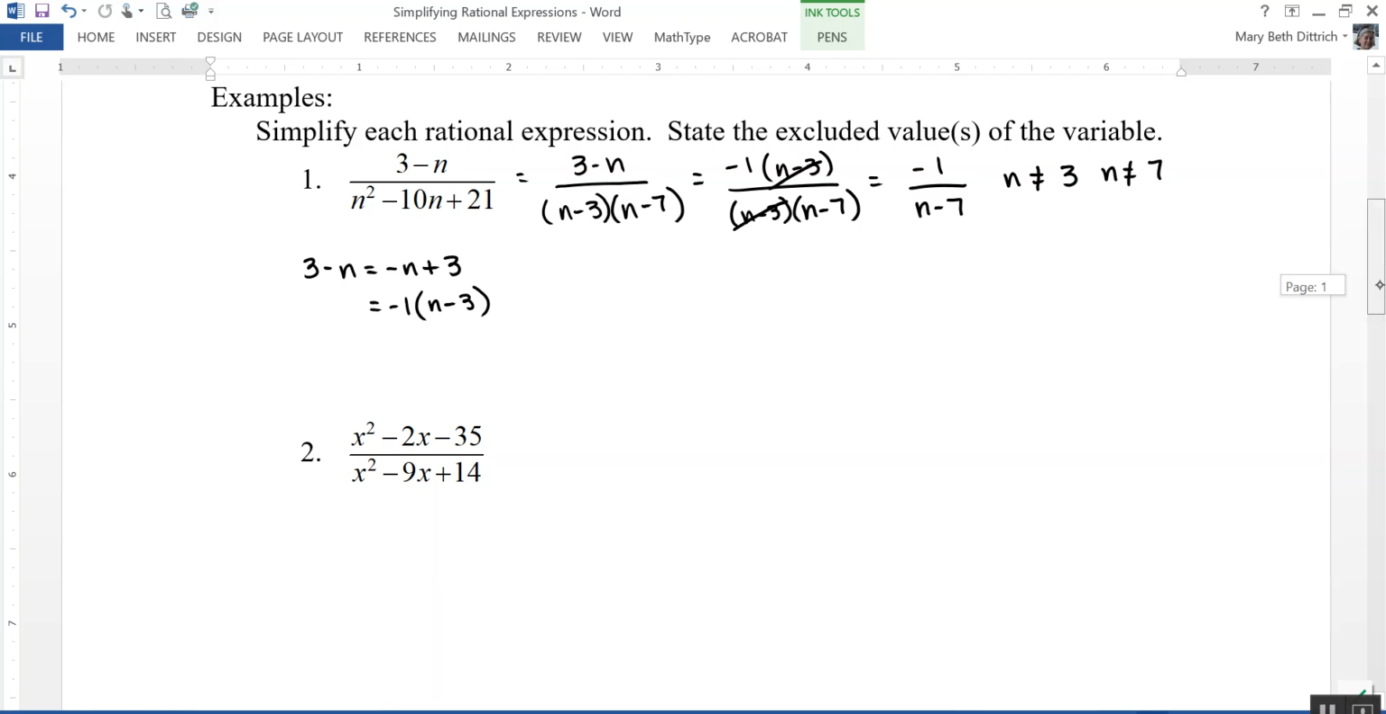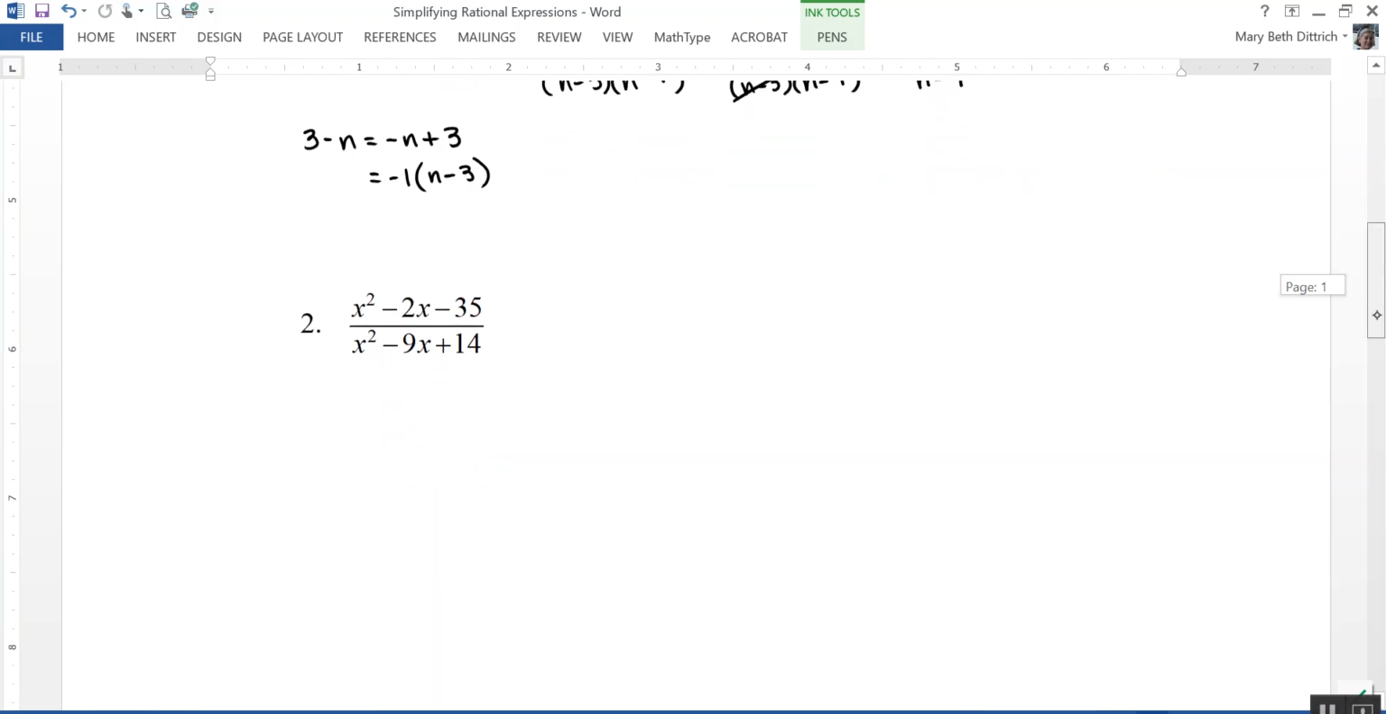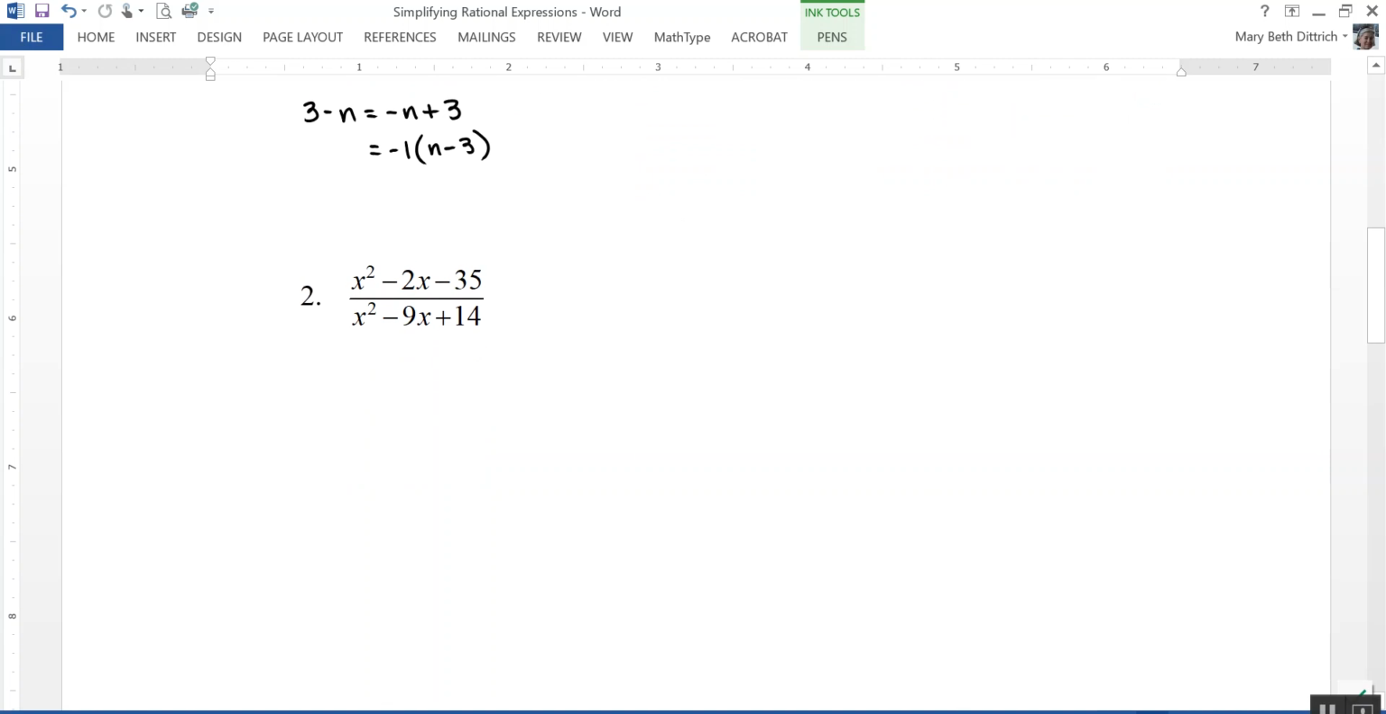Let's take a look at our second example here. I have x squared minus 2x minus 35 over x squared minus 9x plus 14. Now your first reaction might be to look at that and say, oh, I can cancel the x squareds. But you can't. You can really only cancel out common factors. Factors means multiplication. X squared is a term that's being added or subtracted in each of the polynomials, so you can't cancel out things that are being added or subtracted, only factors which are being multiplied.